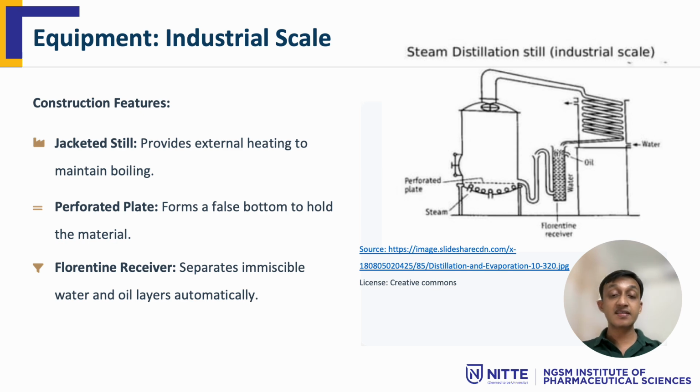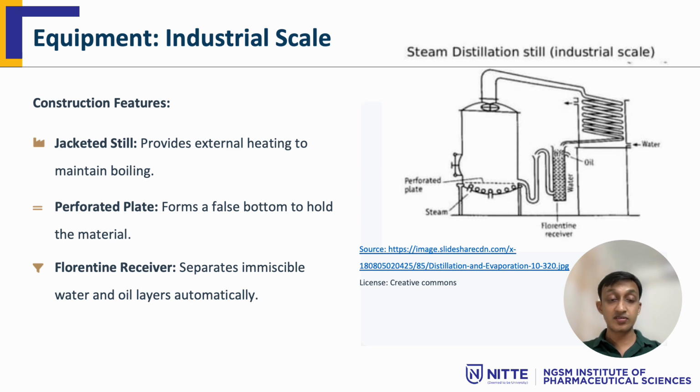However, instead of a simple receiver, we use a specialized device called a Florentine receiver. This is designed specifically to handle immiscible liquid systems such as oil and water. Its function is to automatically separate the condensed liquid into two layers, allow continuous removal of essential oil, enabling recycling of discharged water, and the separation is based on the density differences. If the oil is lighter than water, it floats. If heavier, it settles at the bottom.